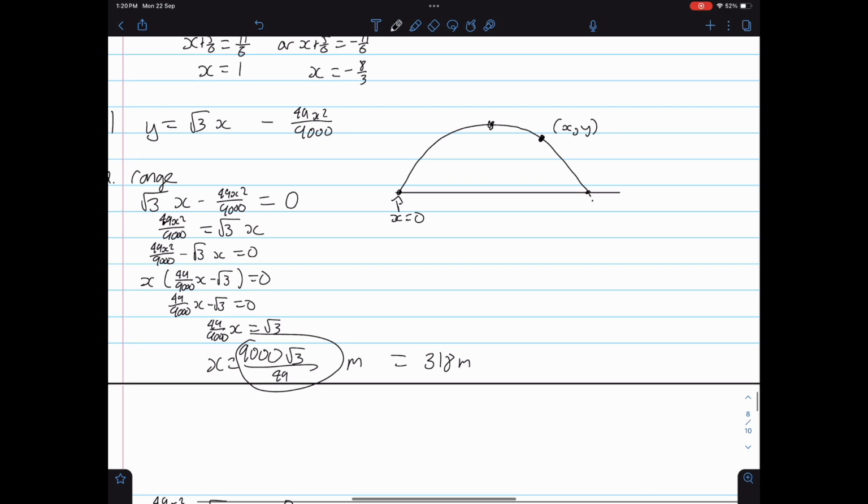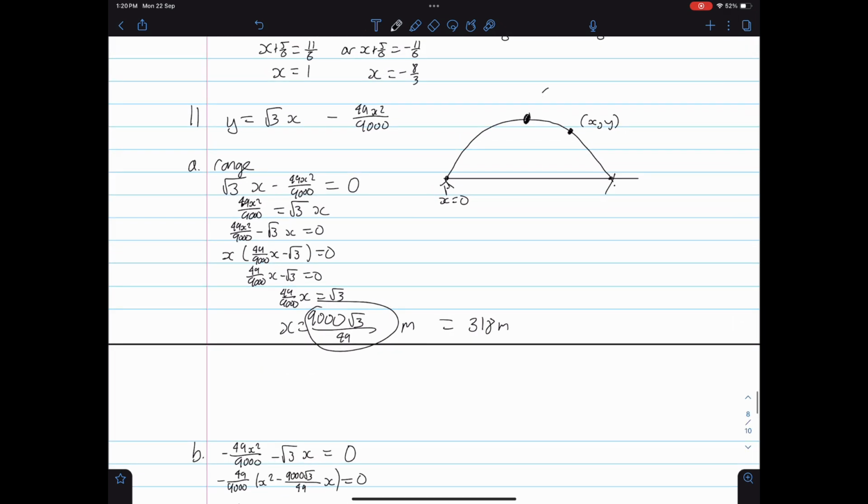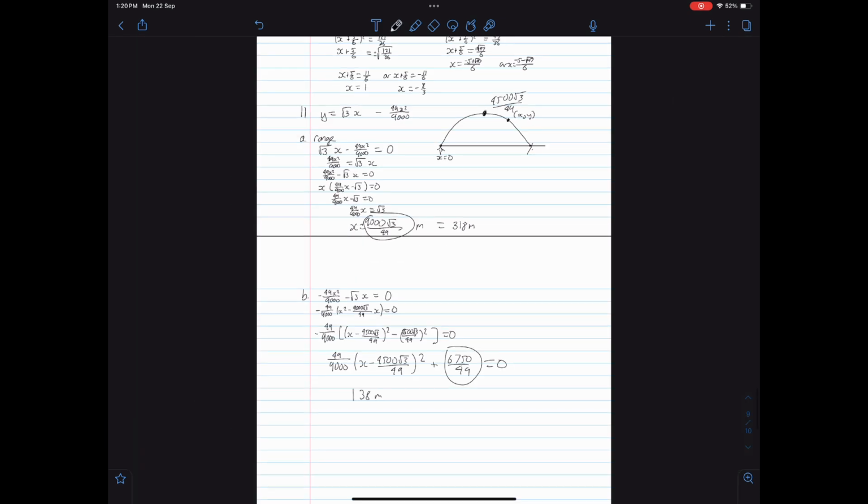Now the shortcut would be to know that the maximum will be in between the two roots, and if you do that, you get 4,500 root 3 over 49. And then you would just substitute that into this equation, and then you get that answer.